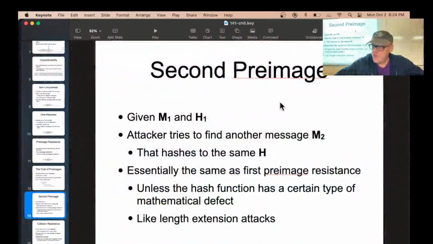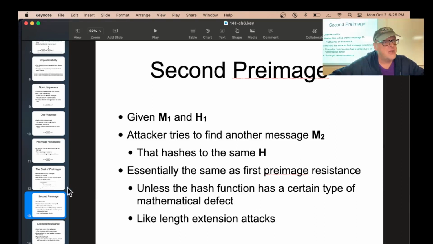Then there's the second preimage. So once you have a message and a hash, they want to find another message that hashes to the same thing. That's called the second preimage. And that's essentially the same as the first one. The only reason why this is worth even talking about is because there is a category of hash functions that are particularly vulnerable to second preimages because there are length extension attacks. And almost all the ones we use are vulnerable to this attack.